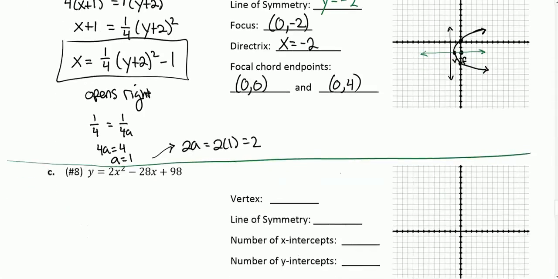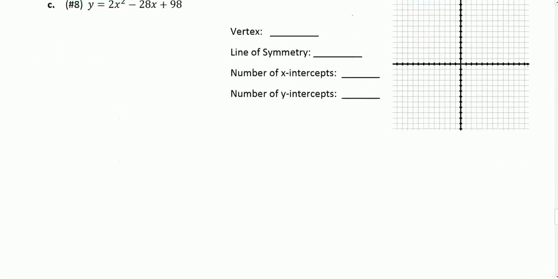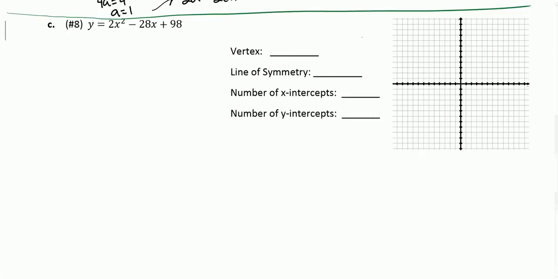Part C is taken from number 8 from our worksheet. And here we need to do a little work to get it into the form we would like. I'm going to factor a 2 out of the first two terms to start. So y is equal to 2 times x squared minus 14x, leave a little space to complete the square, plus 98.